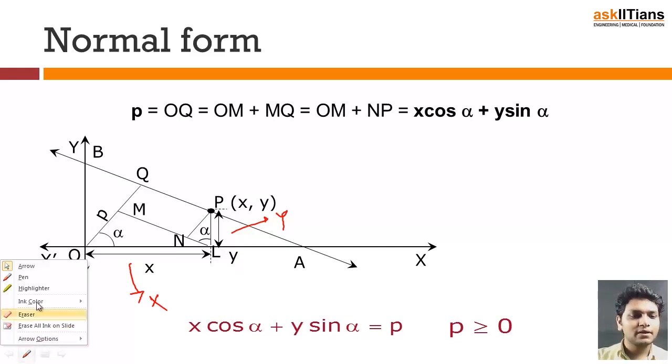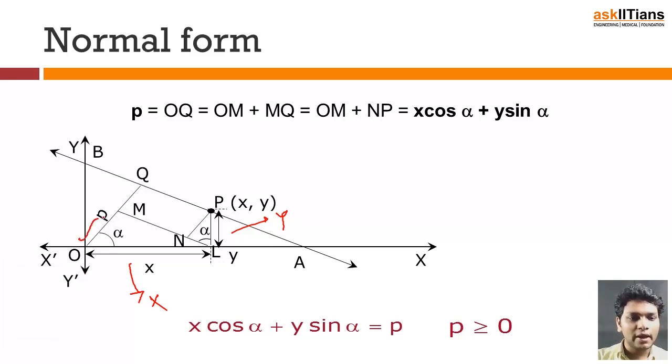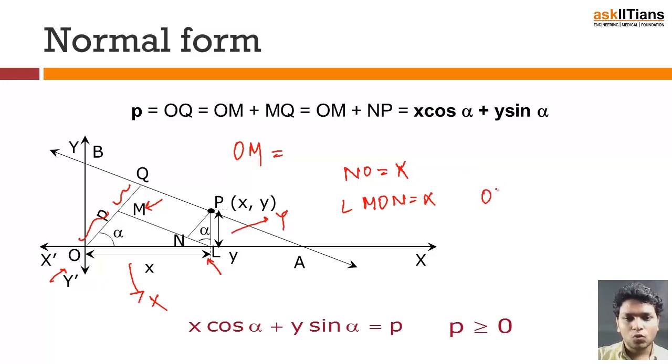So it can be divided into two parts, OM and MQ. So OM is nothing but, consider the triangle OMN. In this triangle, NO is given as X and angle MON is nothing but alpha. So from the very basic trigonometric ratios, OM by X will be nothing but cos alpha. So OM will be X cos alpha.